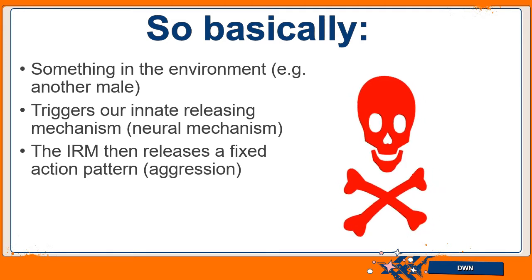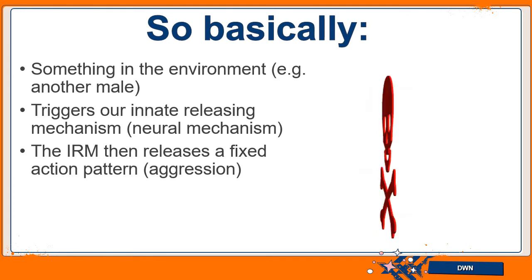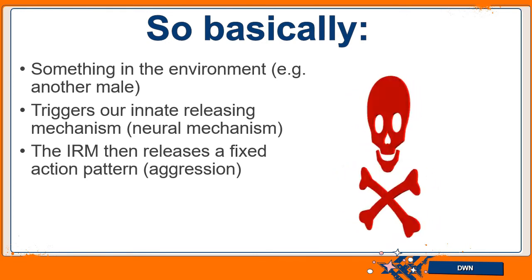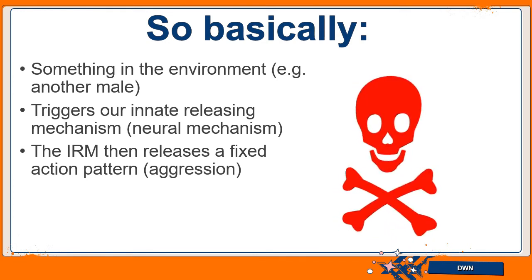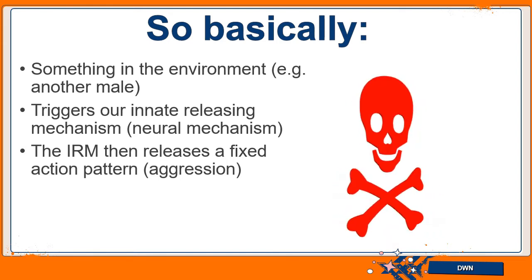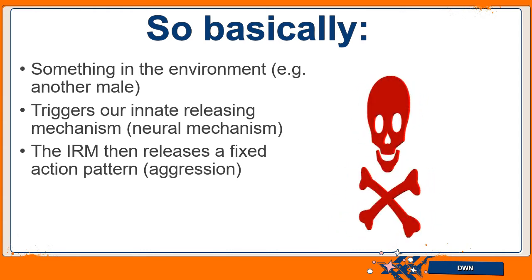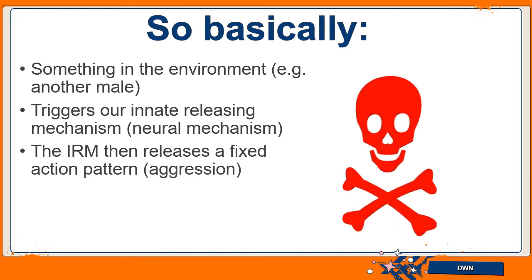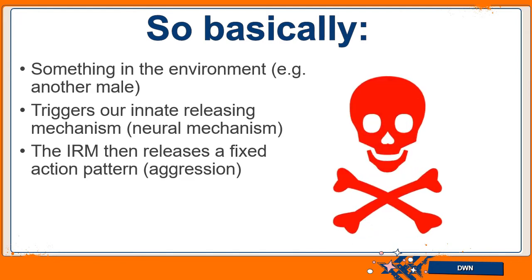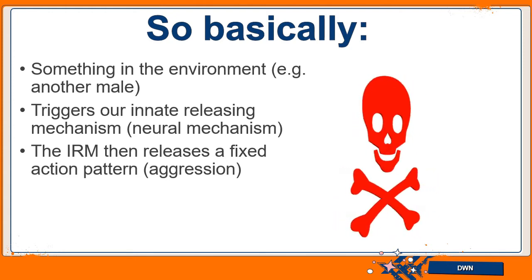So, you know, in a nutshell, if something in the environment, for example, a competing male appears, that will trigger the innate releasing mechanism in the male that stood there. And then that IRM will release the fixed action pattern. And that fixed action pattern will be whatever that animal has developed as a ritualistic aggression. It could be rutting like the stags, or it could be growling or barking or arching or beating your chest or whatever. The fixed action pattern is the behavior, and it is being triggered by the innate releasing mechanism.